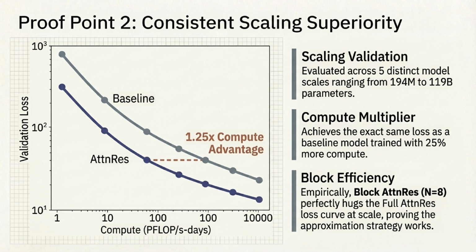Proof point 2 is consistent scaling superiority. When evaluated across 5 distinct model scales ranging from 194 million to 119 billion parameters, Attention Res consistently outperforms the baseline. It achieves the exact same loss as a baseline model trained with 25% more compute, effectively giving us a 1.25x compute multiplier. And crucially, the block efficiency curve perfectly hugs the full attention res curve at scale.